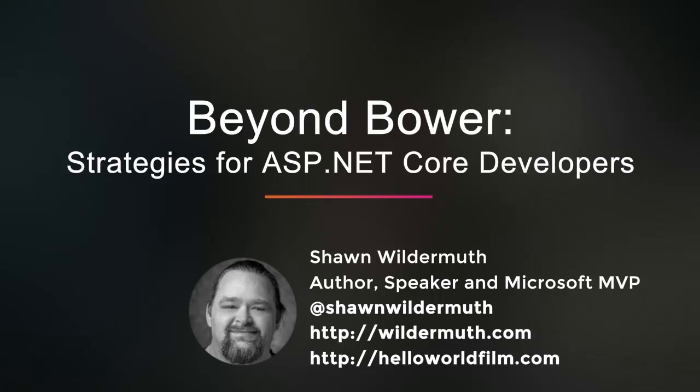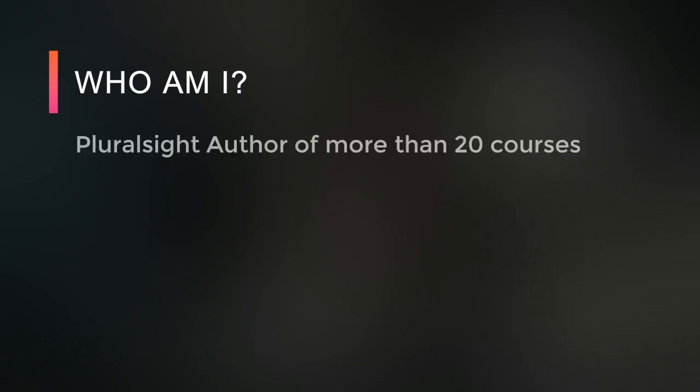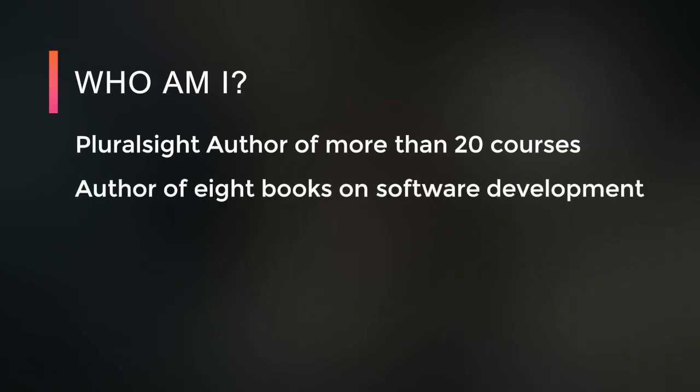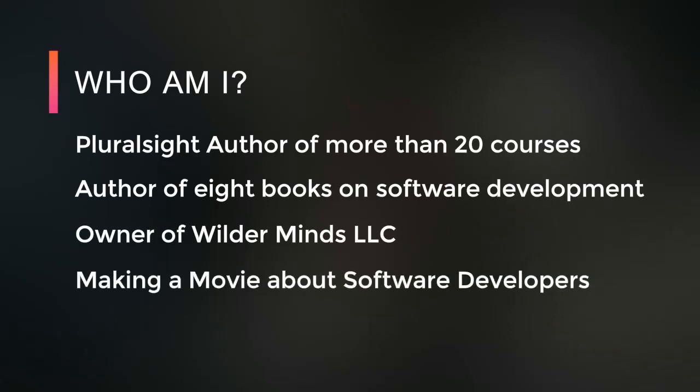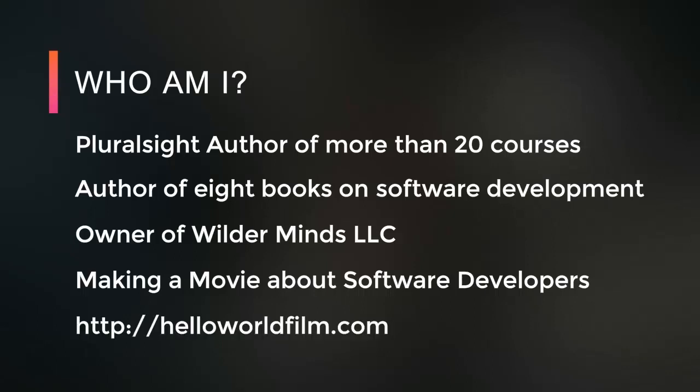So a quick couple slides, a quick slide about who I am. I've written more than 20 courses here on Pluralsight. I have written a number of books that I'm pretty sure may all be out of print by now. I'm the owner of Wilder Minds, and I'm making a movie about software developers called Hello World Film. So you can always see more about the film there if you're interested.